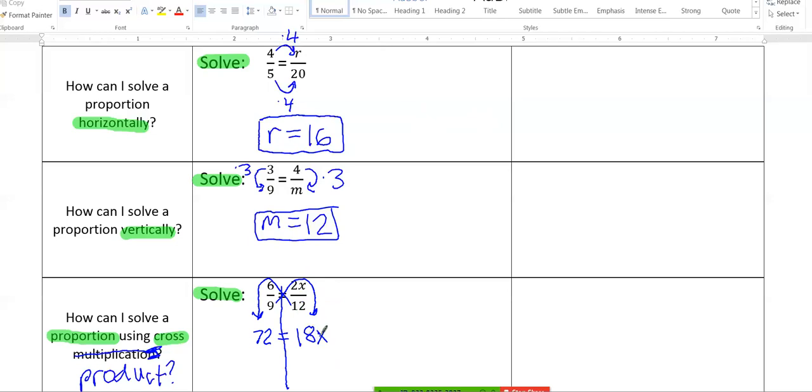18 is multiplying x. How do I get x by itself? Because I'm solving for x, I divide both sides by 18. Remember, we use a fraction bar anytime we're using the division property of equality. 18 divided by 18 is 1, leaving you just 1x. I don't need to write that 1 in front of x. That coefficient of 1 is there if you don't write it, or if there is no other number in front of x, no other coefficient. 72 divided by 18 is 4. So we have solved the proportion. We've solved for x.